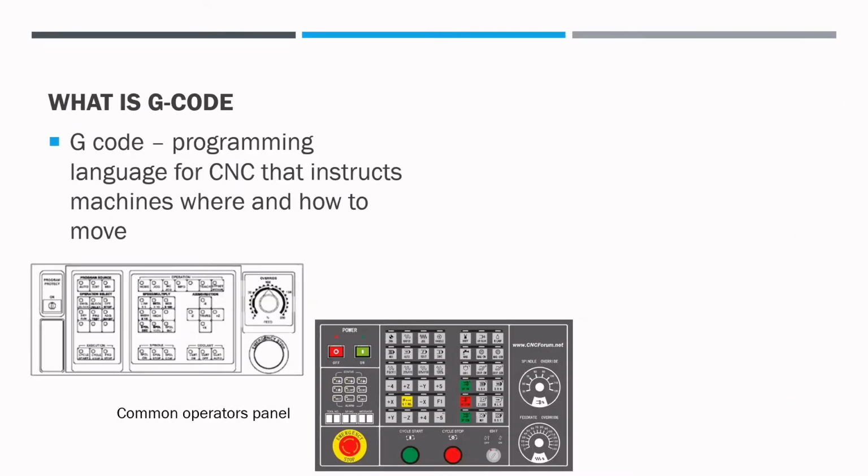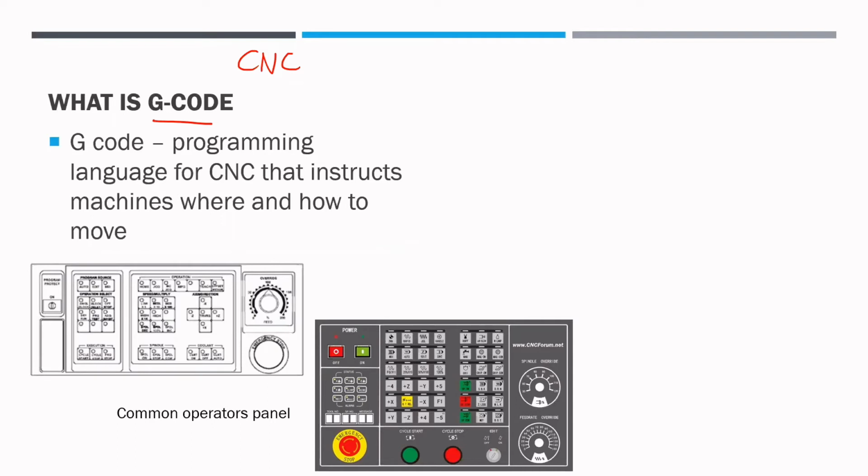So in the last video, I introduced you to CNC and some importance of programming in CNC. So in this video lecture, we'll be discussing more on G-codes. G-code is a programming language for CNC that instructs the machine where and how to move.